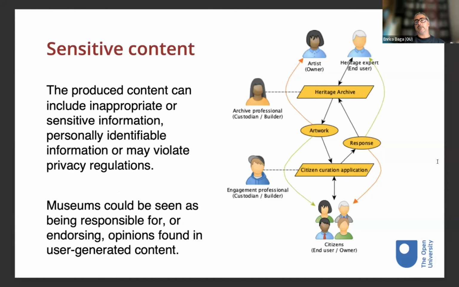That is the fact that you can't fully control what people produce. They may produce content that is inappropriate. They may include personally identifiable information or violate privacy regulations. Clearly, museums need to be aware of this and need to have means to analyze who produced what and possibly to moderate this content. One concern from museums is that if we automatically publish user responses, museums may be considered responsible for endorsing or condoning opinions that they may not want to support.